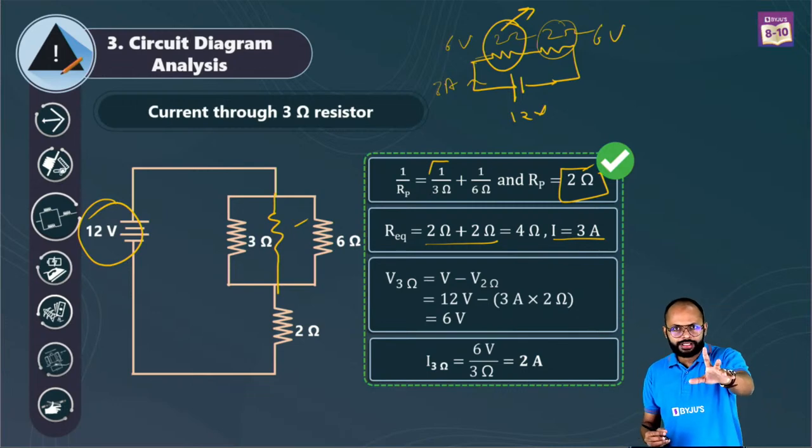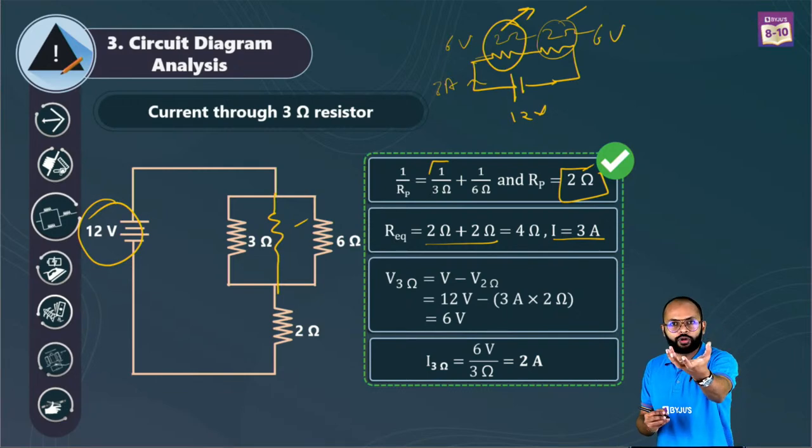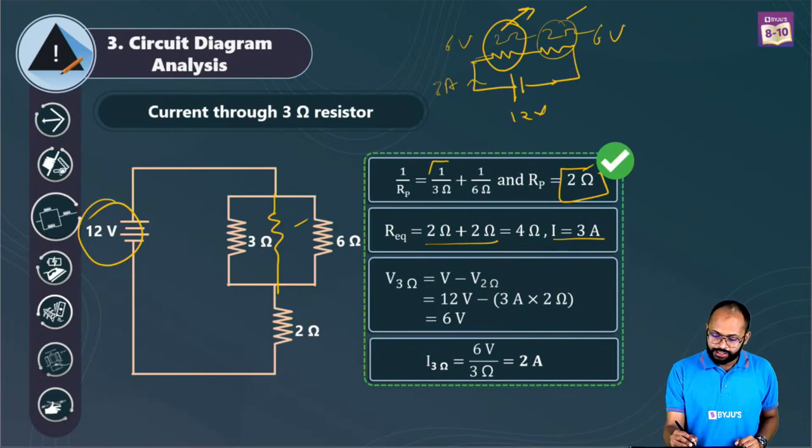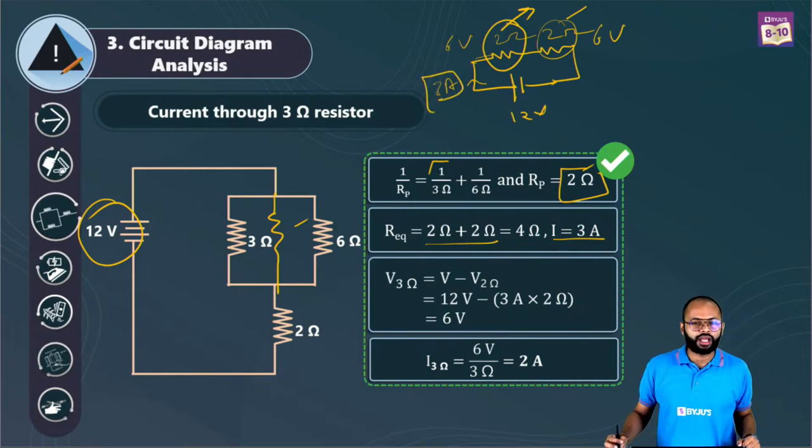I have found the 2 ohm resistance plus 2 ohm, total is 4 ohm. What is the current? Current is total voltage across the circuit upon the total resistance. That is what? That is 3 amperes. So I got the current as 3 amperes, right?